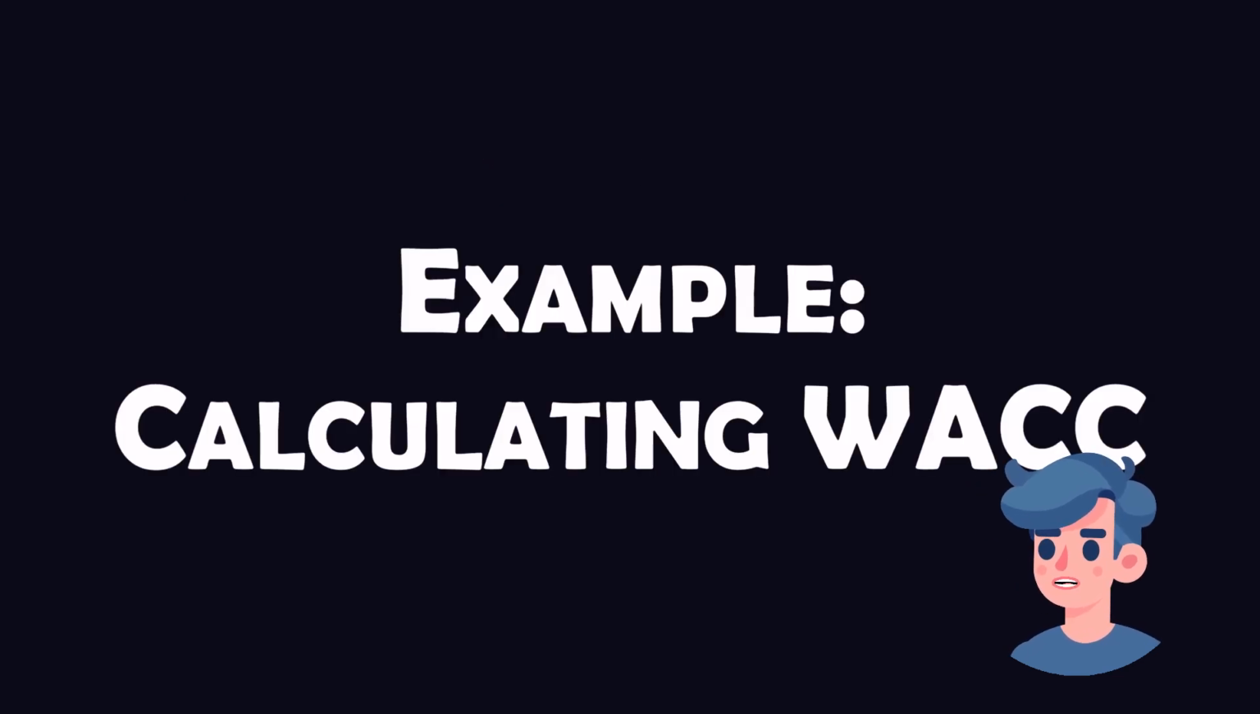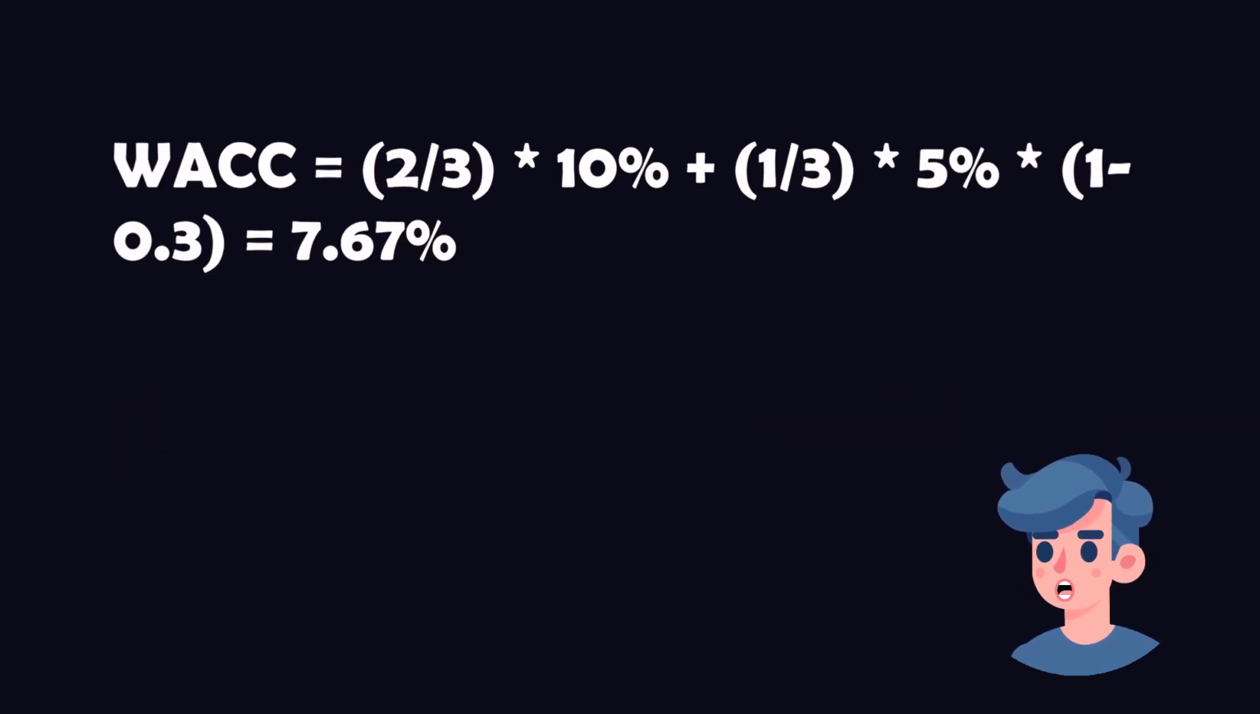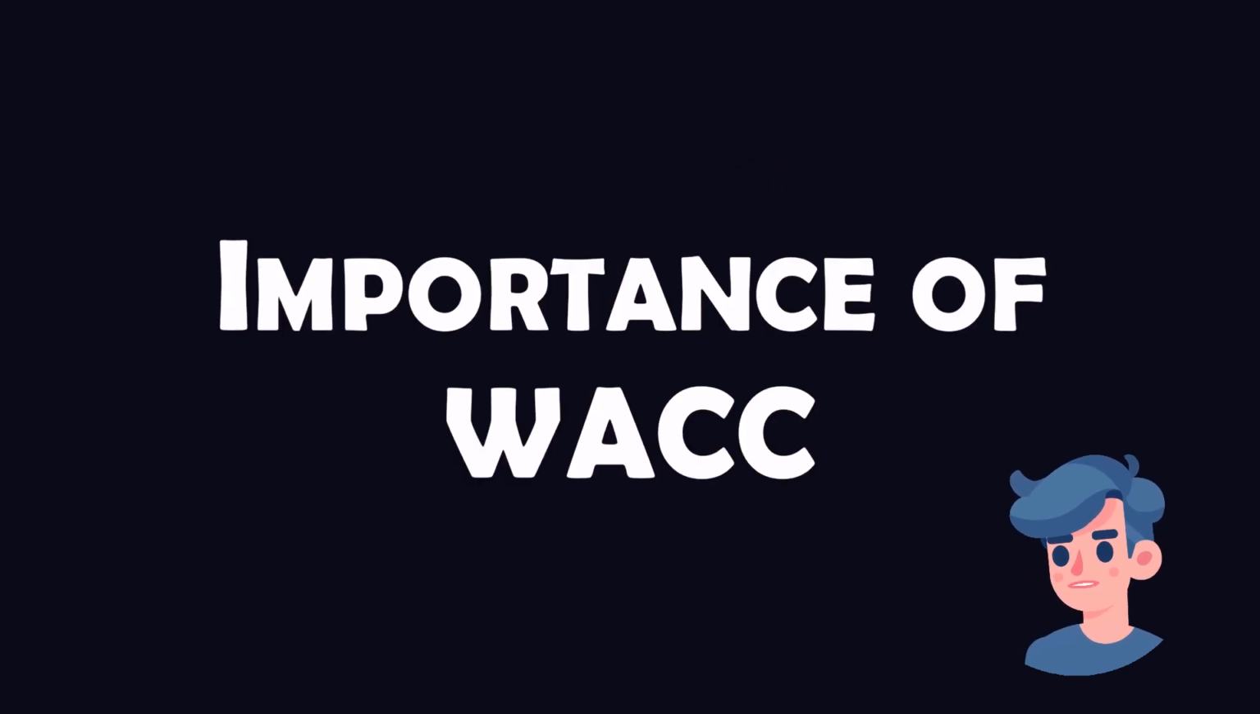For a practical example, let's say Company B has $2 million in equity and $1 million in debt. The cost of equity is 10%, the cost of debt is 5%, and the tax rate is 30%. Applying the WACC formula, we get WACC equals 2/3 * 10% plus 1/3 * 5% * (1 - 0.3) equals 7.67%. Understanding your WACC is essential because it is the minimum return a company must earn to satisfy its investors.